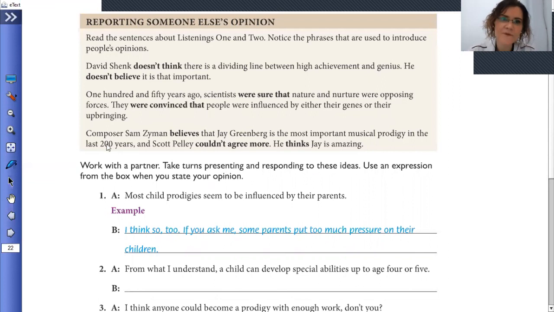Like here, composer Sam Simon believes that Jay Greenberg is the most important musical prodigy in the last 200 years, and Scott Pilly couldn't agree more. He thinks Jay is amazing. See that? So here, the writer is stating someone else's opinion. Okay, are there any questions so far?